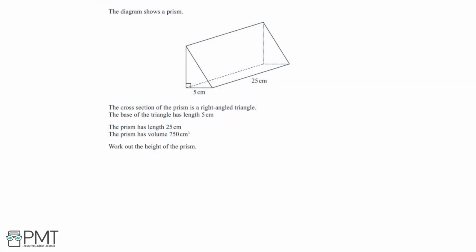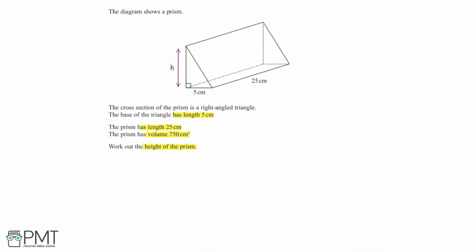In this question, we're given a diagram which shows a prism. The cross-section of the prism is a right-angled triangle, and the base of the triangle has length 5 centimeters. We're told that the prism has a length of 25 centimeters, and that the prism has a volume of 750 centimeters cubed. We need to work out the height of the prism. Let's start by using our diagram to identify which length is the height. We can see that the height of the prism is this vertical length over here.